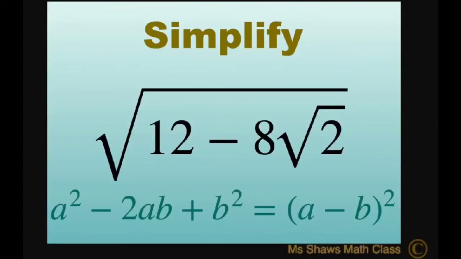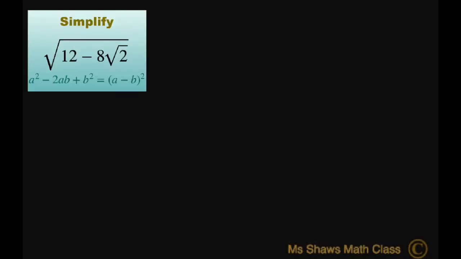Everyone, we're going to simplify the square root of 12 minus 8 square root of 2. Now the reason we want to simplify this, or you might need to simplify it, is because of the two radical signs. And sometimes it's easier to simplify it. You can see patterns if you're working on complex sequences or algebraic expressions.